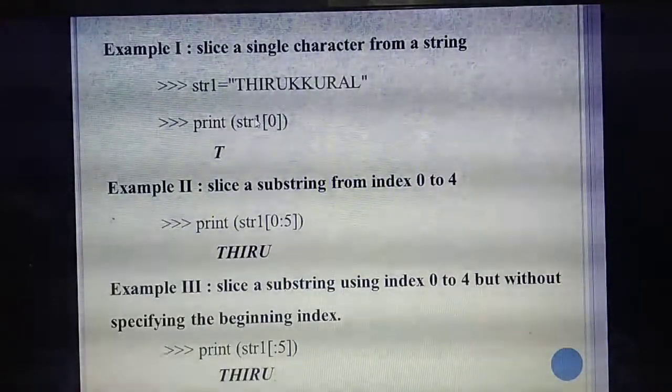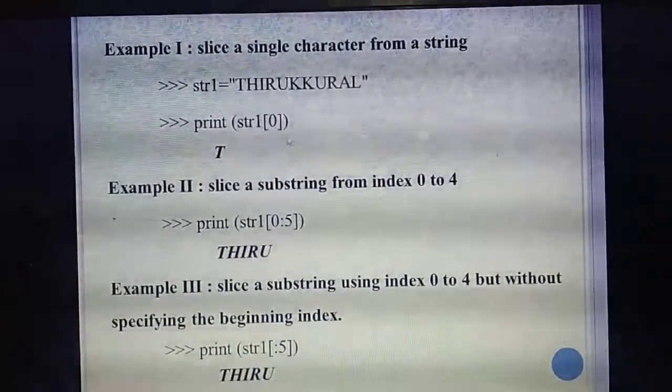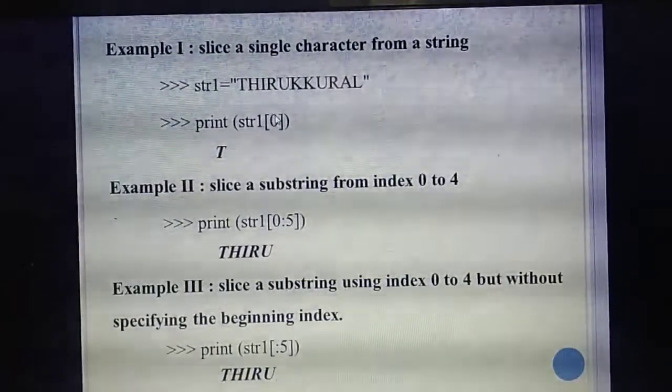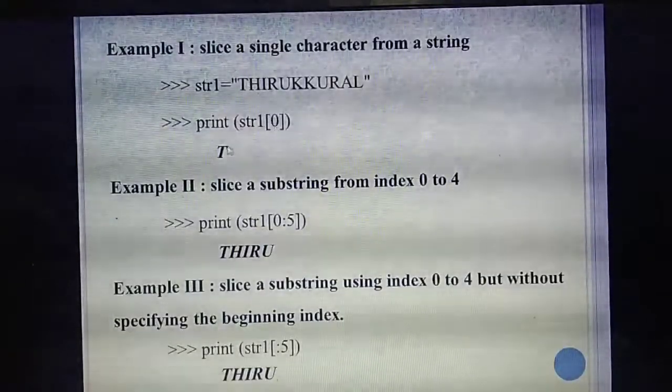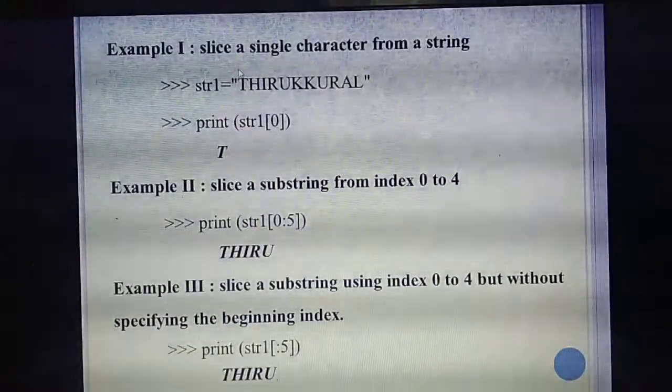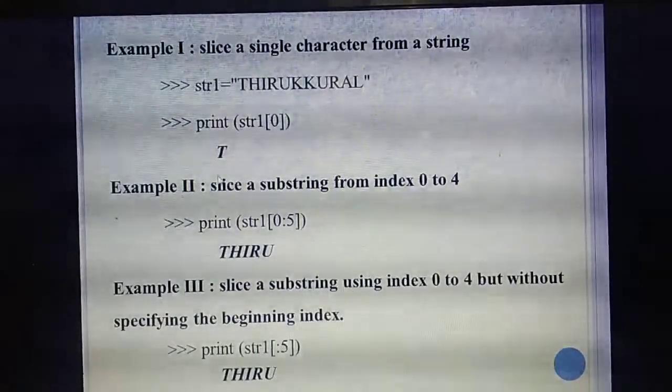Understand? So what's the format? You need to specify the variable, then inside the bracket you need to specify the index value. So this str1 of 0, what output will you get? T. Understand?